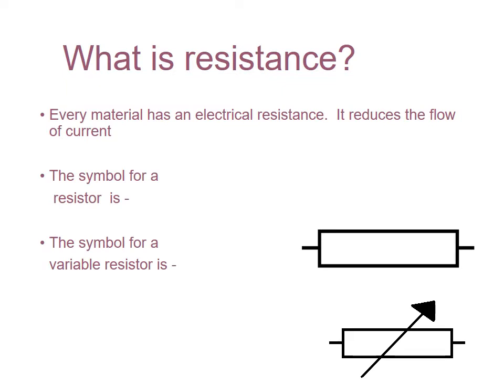So we're going to have a look in this lesson at resistance in circuits. So what is resistance? Well, every material has an electrical resistance, and a resistance reduces the flow of charges, the flow of current. The symbol for a resistor is this diagram here, and the symbol for a variable resistance where you can change the resistance is shown as this diagram here. Very similar, but with an arrow through it.